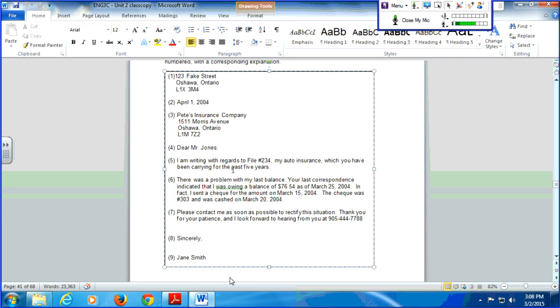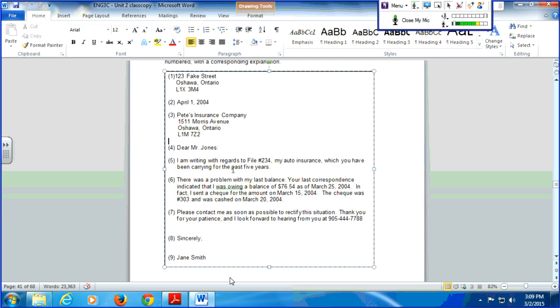Then the first paragraph gets right to the point. What is the issue? What's the reason why you are writing this letter? What's going on? Why are you even bothering to send this out? And then after number 6 there is the remaining paragraph. So it's going to explain your issue. Paragraph 5, you talk about exactly why you're writing this.